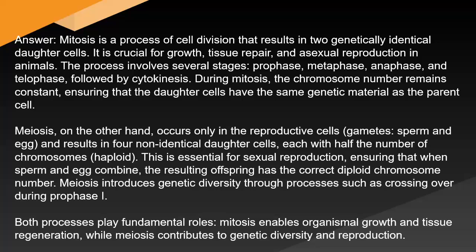Meiosis, on the other hand, occurs only in the reproductive cells, gametes, sperm and egg, and results in four non-identical daughter cells, each with half the number of chromosomes, haploid. This is essential for sexual reproduction, ensuring that when sperm and egg combine, the resulting offspring has the correct diploid chromosome number. Meiosis introduces genetic diversity through processes such as crossing over during prophase. Both processes play fundamental roles. Mitosis enables organismal growth and tissue regeneration, while meiosis contributes to genetic diversity and reproduction.